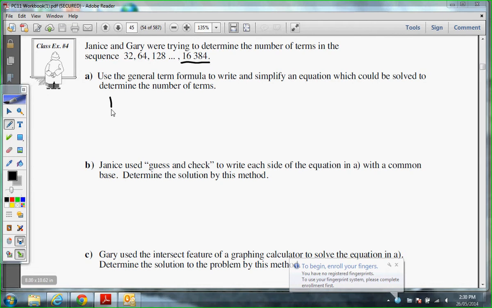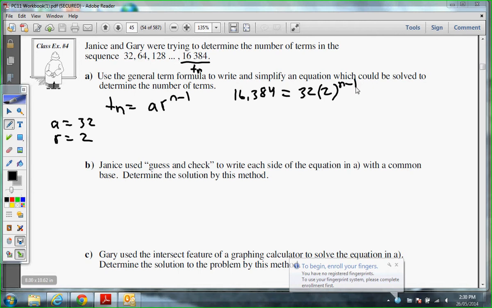So we're going to go to our general term formula and plug in everything we know. We know what T sub n is, it's this right here. We don't know what n is. So 16,384 equals A, 32, times the common ratio, it's doubling. So we do know A is 32, R is 2. But we don't know what n is.